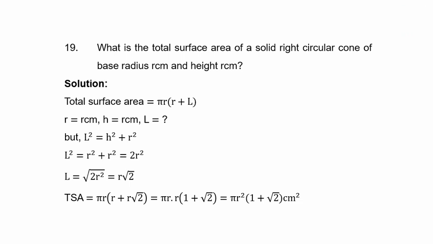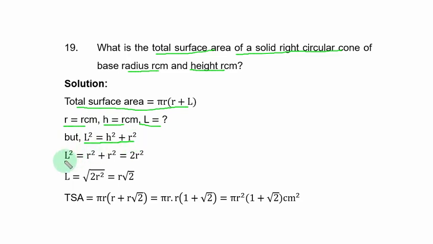Example 19. What is the total surface area of a solid right circular cone of base radius r cm and height r cm? Solution. Total surface area of a cone is equal to this. From the question, the radius is equal to r cm, height is equal to r cm, the slant height is unknown, but the three parameters are connected in this form.